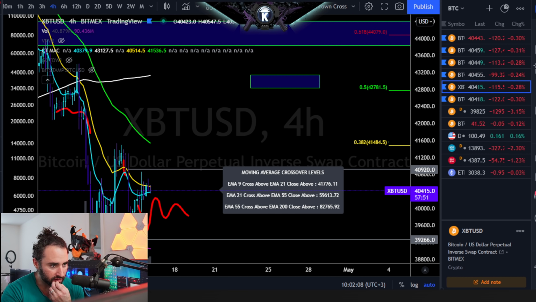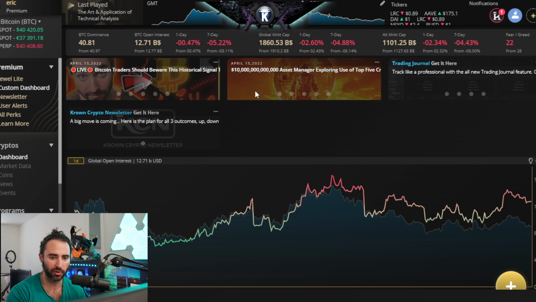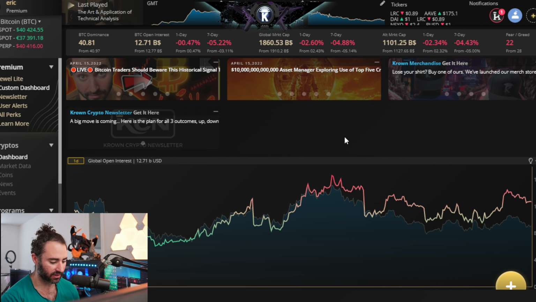Anyways, I want to now talk about one of the bigger things that I've really been keeping an eye on, the global open interest here. I won't go through the full rigmarole with this, explaining, hey, when it gets above 13.5 billion, you get a local high confirmed.